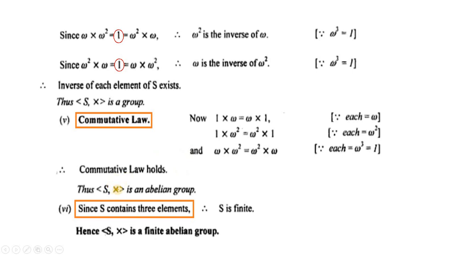S together with multiplication is an Abelian group. Set S में क्या है? Since set S contains three elements, set S में 3 elements हैं, 1 है, ओमेगा है, ओमेगा स्क्वायर है. इसका मतलब ये है कि S क्या है? Finite है. Hence this Abelian group is a finite Abelian group.